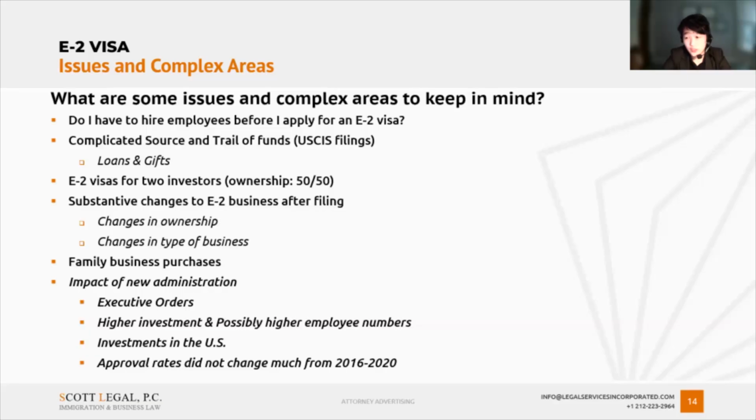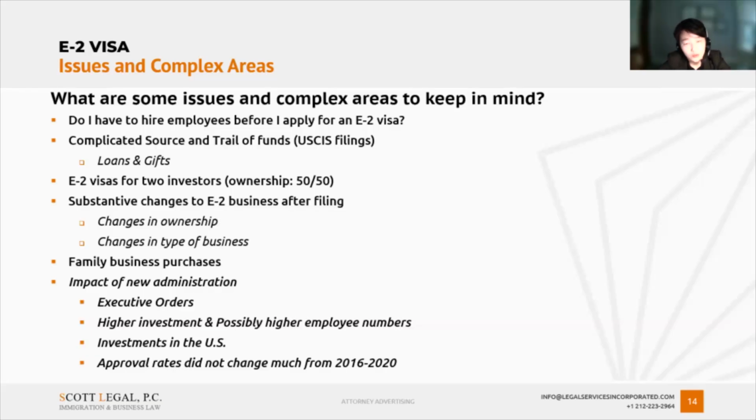Sources of funds and trails of funds documentation can pose a challenge if you are trying to apply for a change of status from within the U.S. I already went over this in the previous slide. One thing to note is that it is possible to use loans or gifts as your source of funds for the E2 investment, but if it is a personal loan and if it is a gift, you have to go one step further and talk about where the loaner got that money or where the gifter got that money from. So you can't just avoid the source of funds requirement just by having it as a loan or a gift.